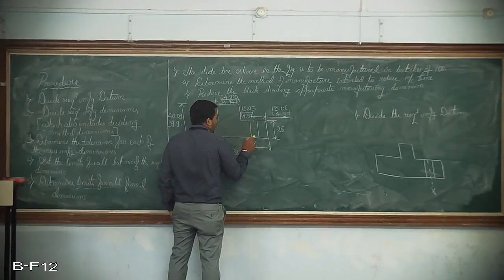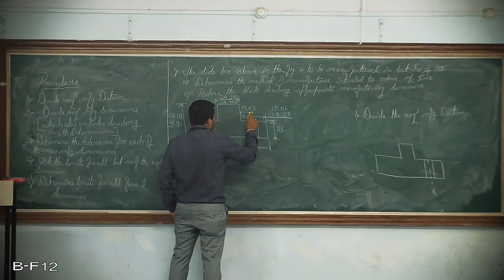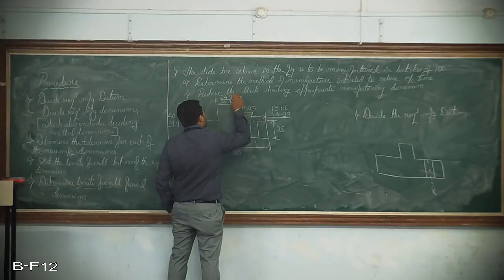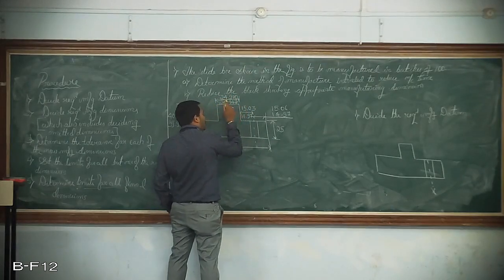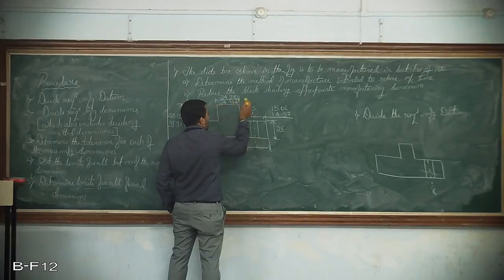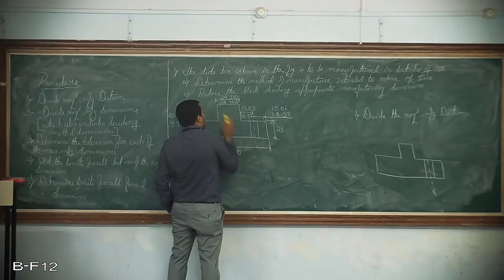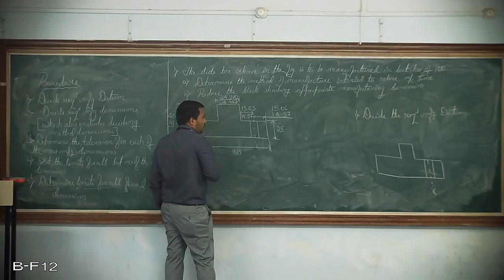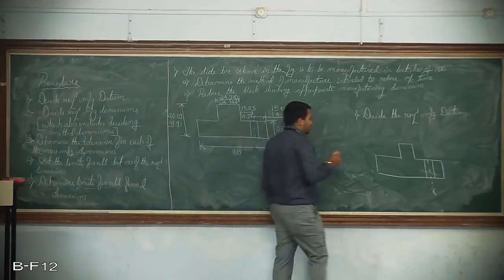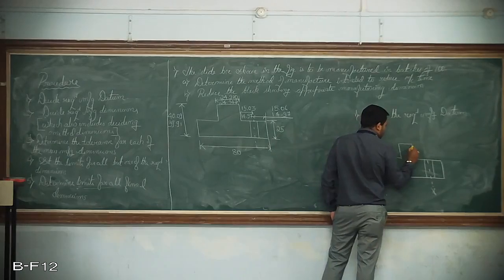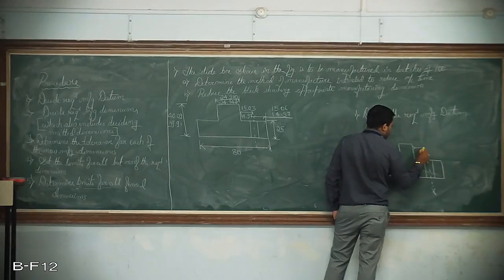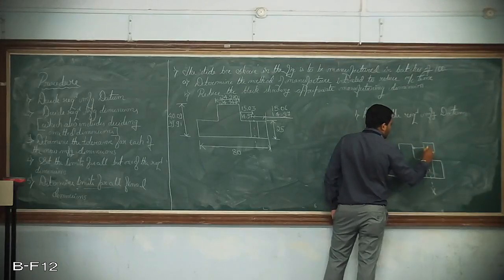So what dimensions are attached to the functional datum? This dimension and this dimension, that means these features are attached to it. But this feature, although it has tolerance, is not attached to any dimension. Hence, you can take either this face or this face as the manufacturing datum. So I'll prefer this face as the manufacturing datum.